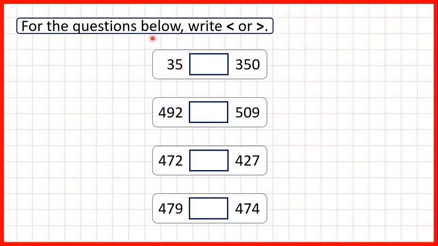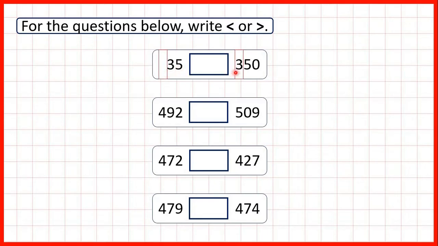For the questions below, write less than or greater than. So here we need to compare numbers. First, we have 35 and 350. So we need to see which is larger, which is smaller. Now, when we're comparing numbers, if a number is a whole number and it has more digits, it will always be larger than a number with fewer digits. So 350 is a 3-digit number and 35 is only a 2-digit number.